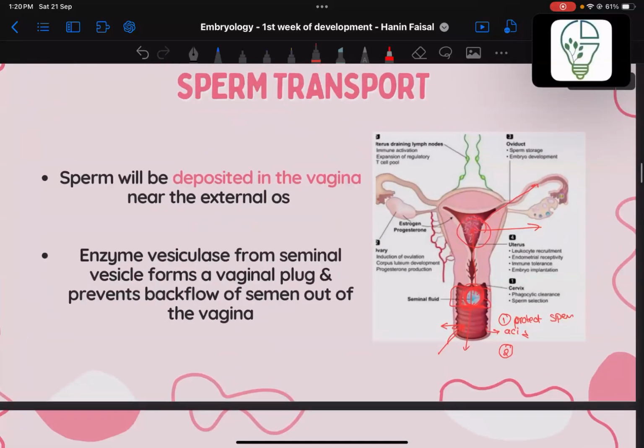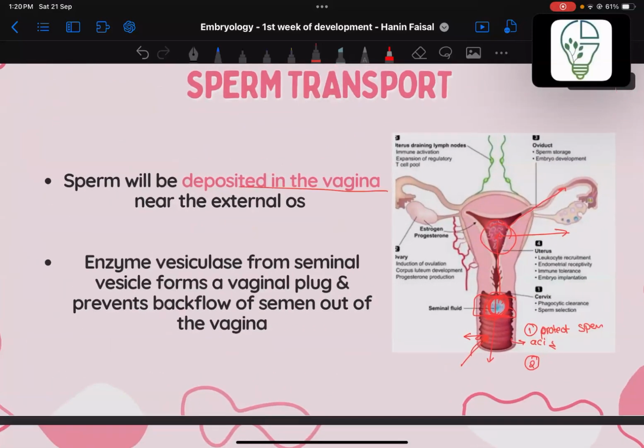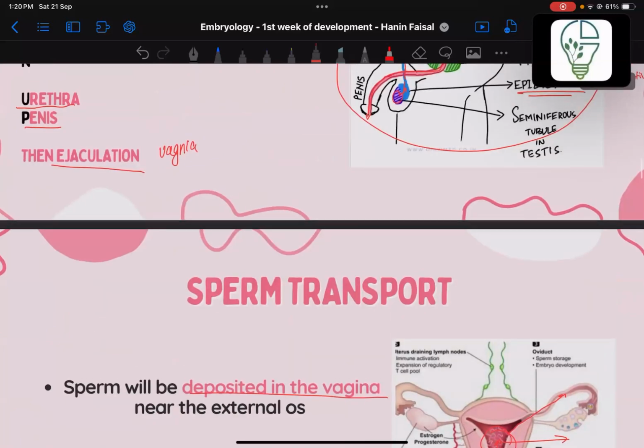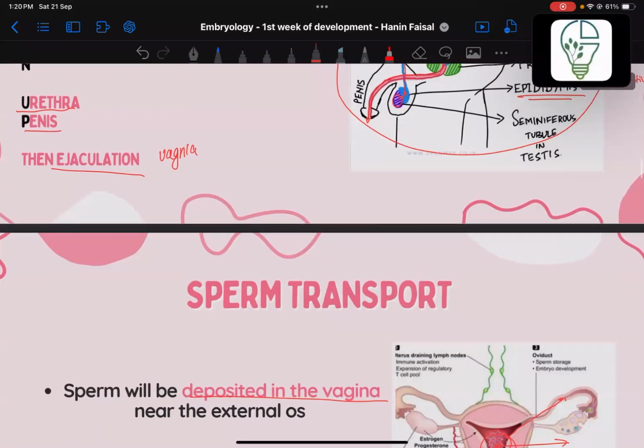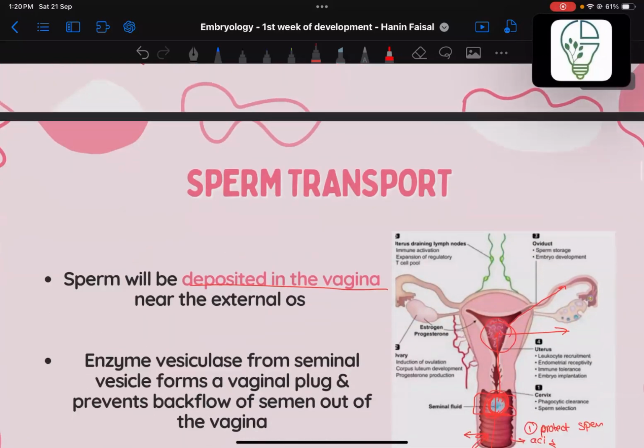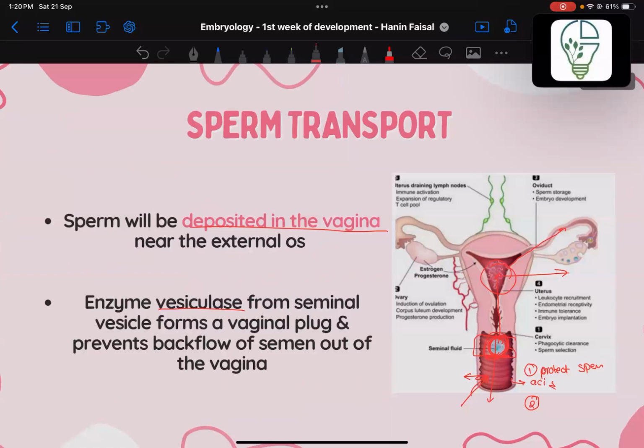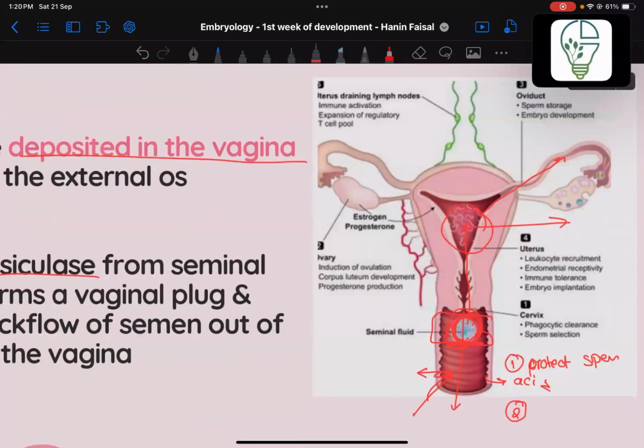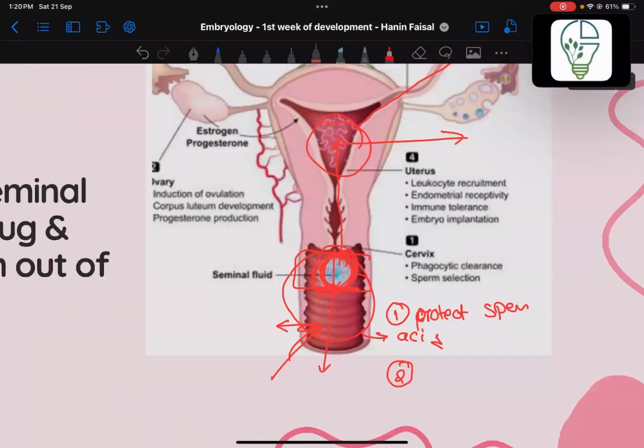So again, the sperm is going to be deposited in the vagina. And we said there is a protein that's released from the seminal vesicle that will help coagulate the semen. What was the protein called? And it's released from the seminal vesicle. Exactly, fibrinogen. Another protein that's also released from the seminal vesicle that has a similar function is called vesiculase. It does the exact same function. It will help coagulate it, and so it can stay in the vagina and prevent the backflow.